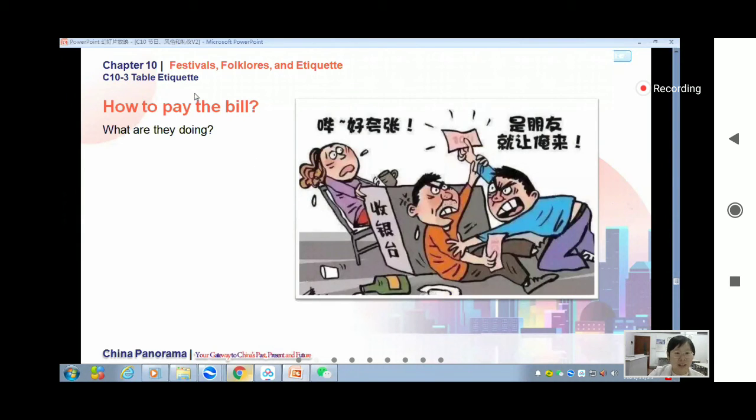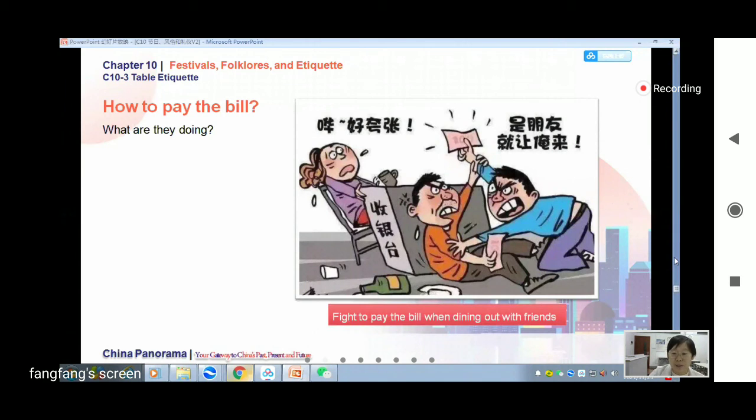And at the end of the dinner, you need to pay the bill, right? So in China, of course, if you are invited by the boss, by your business partner, to a business dinner, you don't have to fight to pay the bill. But if you are dining out with a friend, we often fight to pay the bill. Okay, when dining out with friends, and especially in north part of China, they always fight to pay the bill after having the dinner. Okay.